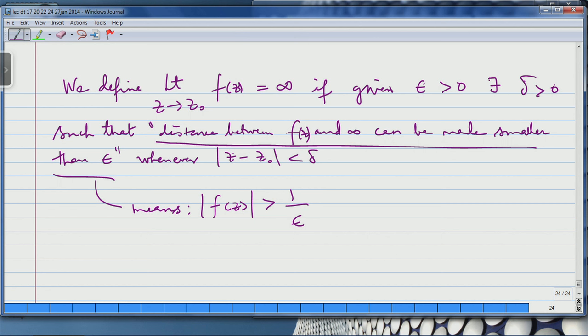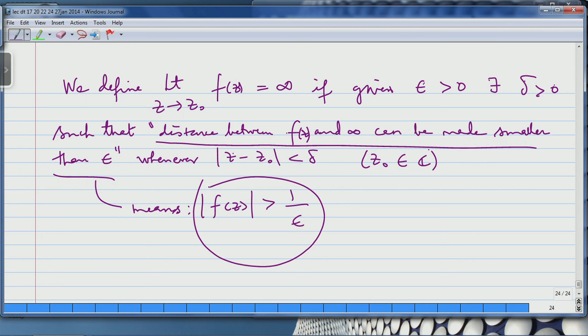Here, of course, I should say that z naught is a complex number; it's a finite complex number. So this is how you define a function taking the value infinity at a finite point. This is something that you've already seen. For example, whenever a function has an isolated singularity which is a pole, then the limit of the function as you approach the pole is infinity. This is what we always write, and we interpret it as saying that the modulus of the function approaches infinity. What's another way of saying that? It's just saying that the modulus of the function becomes arbitrarily large, and that's what mod f z greater than 1 by epsilon says.